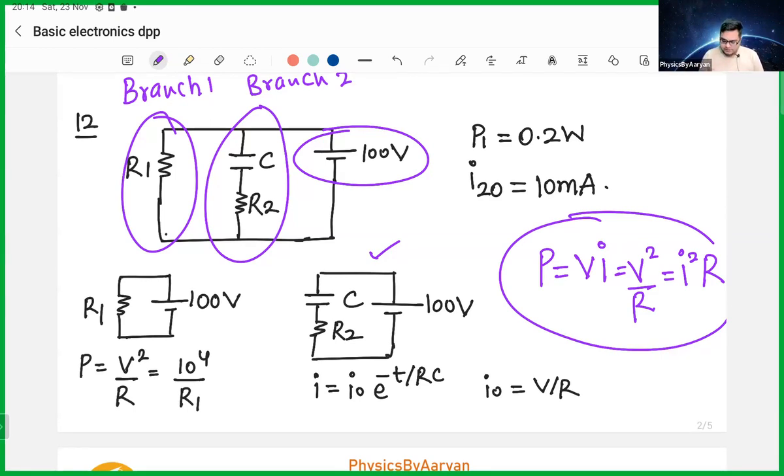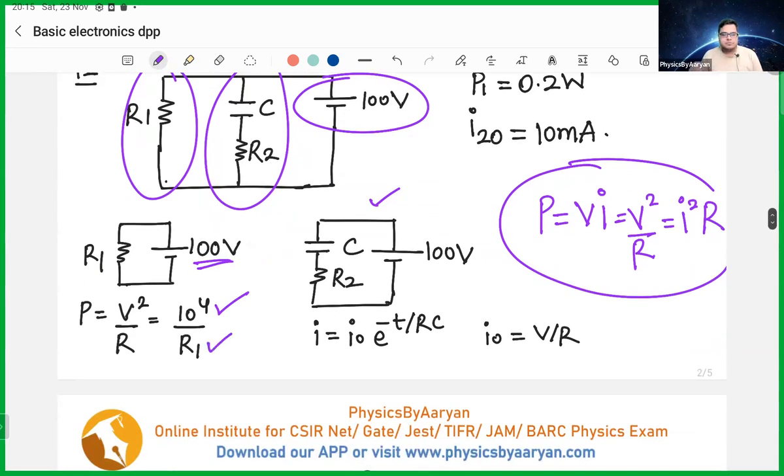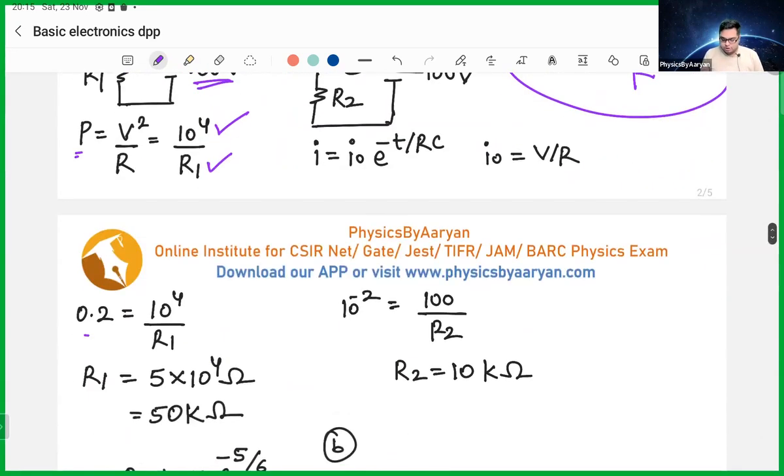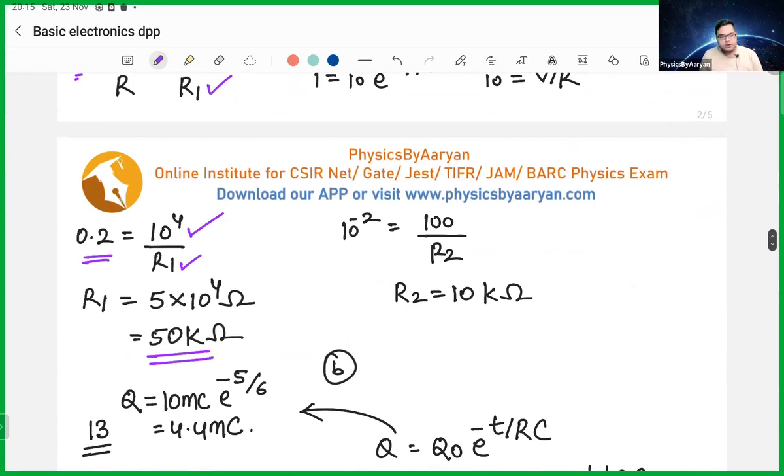So my circuit is very simple. It is just a very straightforward circuit: voltage is 100 and resistance is R1. So the power will be V square by R. If you do the square of this, you get 10 to the power 4. And the resistance is R1. The power is given to me, so power is 0.2, V square is 10 to the power 4, and this is my R1. Now I just need to cross multiply. And this will give me the answer of 50 kilo ohm. So R1 gives me 50 kilo ohm.